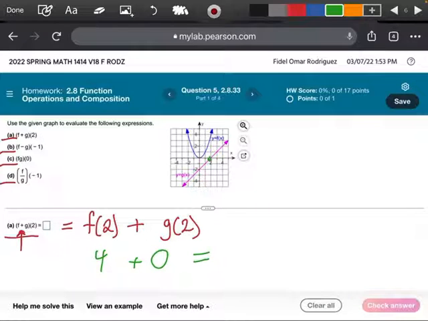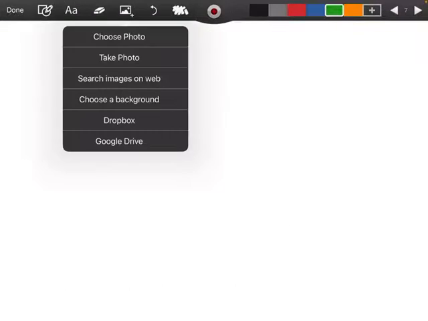So now we're just going to add those two numbers together. Again, because we were adding them here, we're going to add them here. And 4 plus 0 is just 4. Okay? Now look, let's do the next one. We'll do it the same exact way.